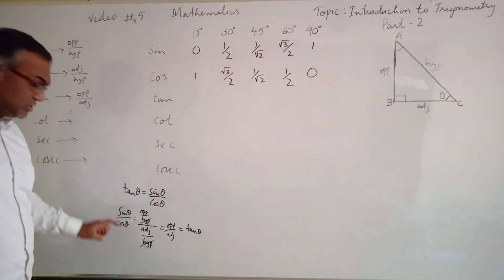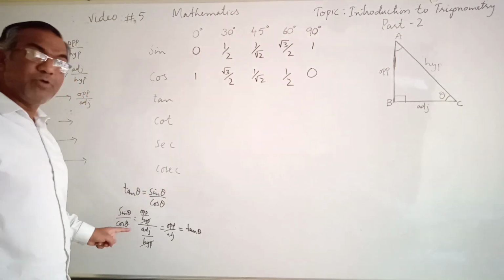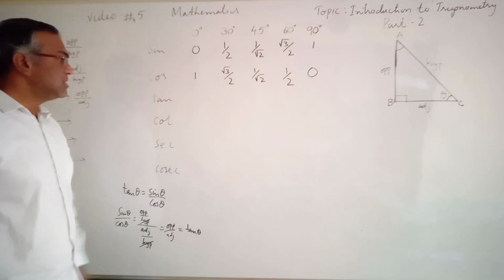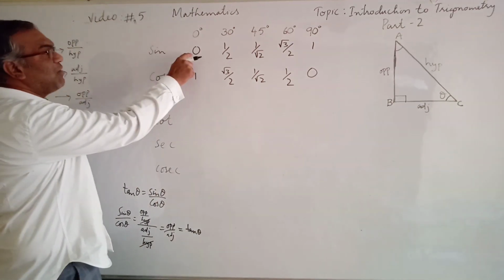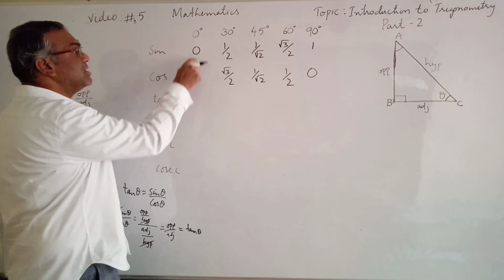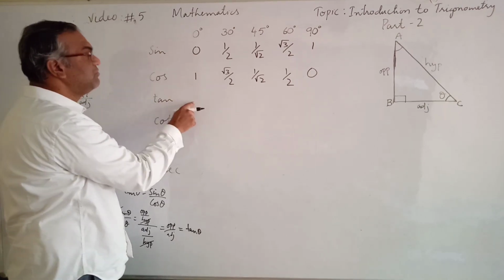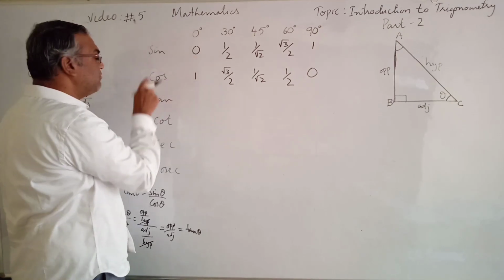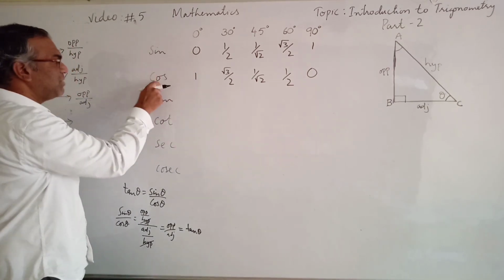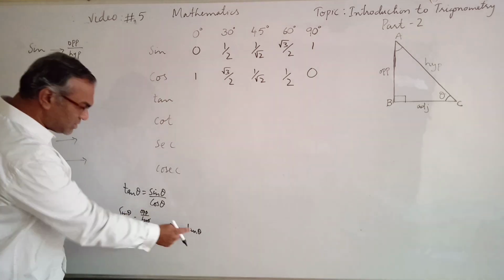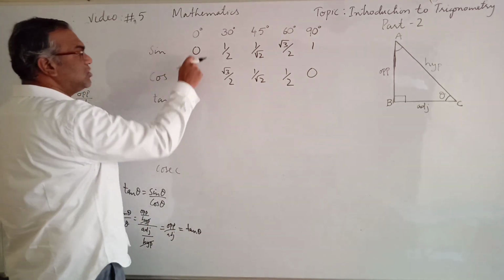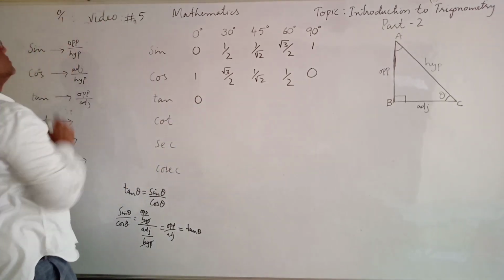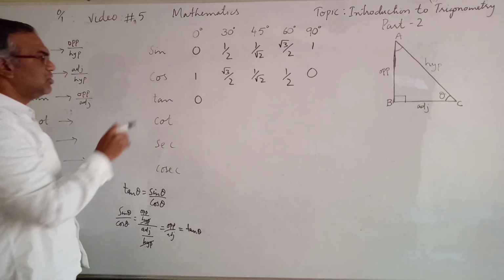So sine theta divided by cos theta is always equal to tan theta. This is an important result. So to get the values of tan, we can divide sin by cos. 0 divided by 1. Sin 0 divided by cos 0 will give you tan 0, because sin divided by cos is tan. So tan 0 is 0 divided by 1, which is 0. 0 divided by any number is always 0.